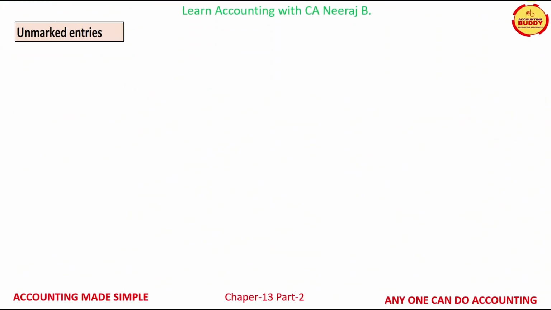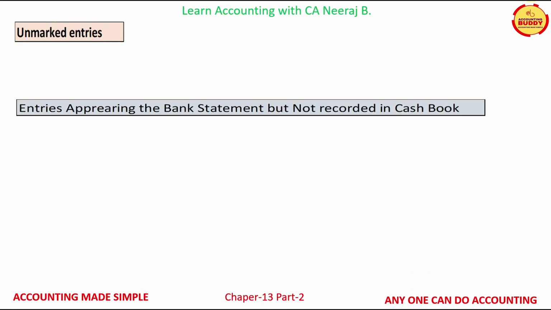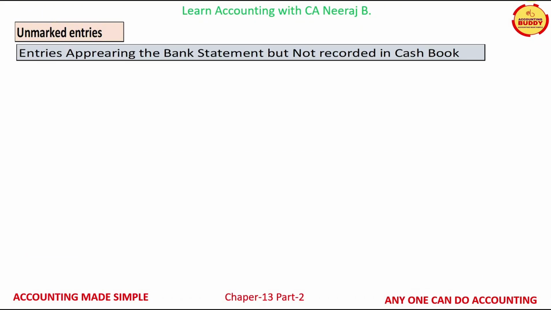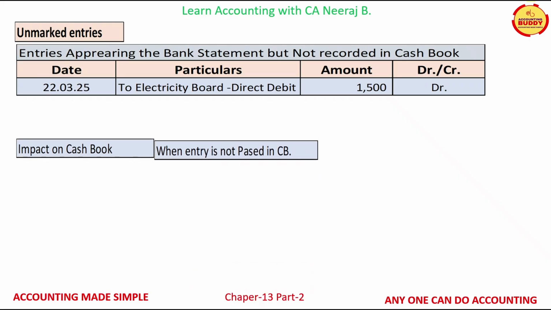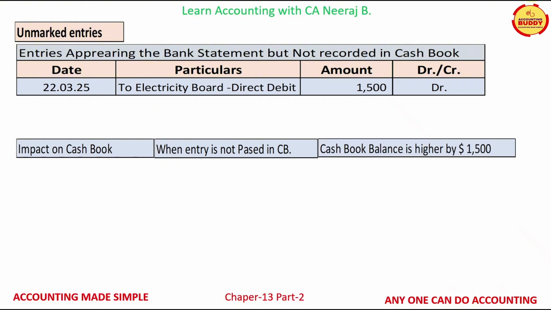In this slide, let us understand the impact of unmarked entries. First, let us talk about the entries appearing in the bank statement and not recorded in the cash book. On 22nd March 25, bank paid $1,500 as electricity expenses on the instructions of the business. The impact of this entry on cash book when this transaction is not recorded in the cash book will be that the cash book balance will be higher by $1,500. And when this entry is passed in the cash book, balance will be reduced by $1,500.